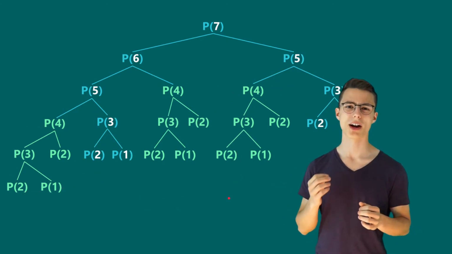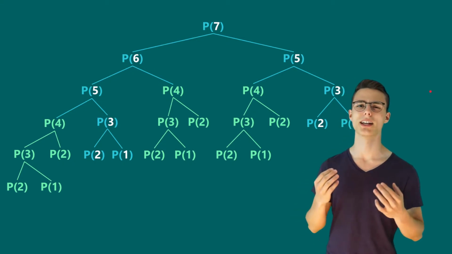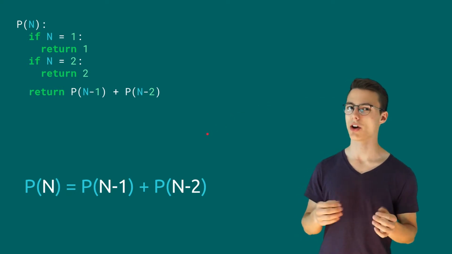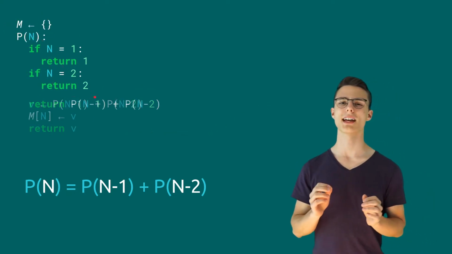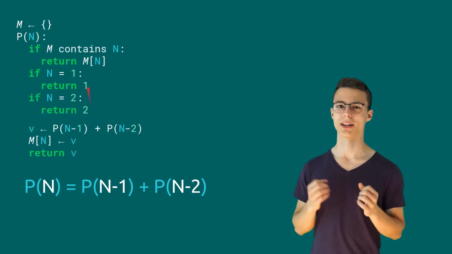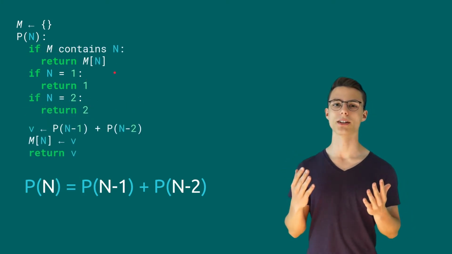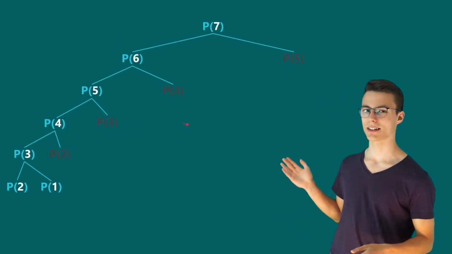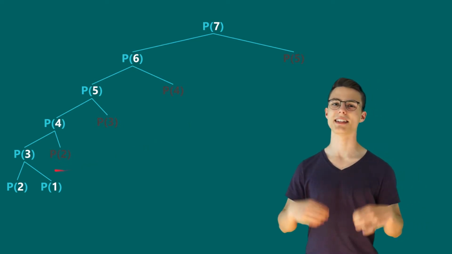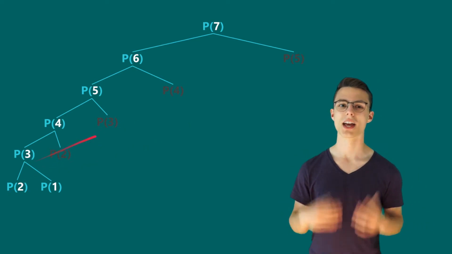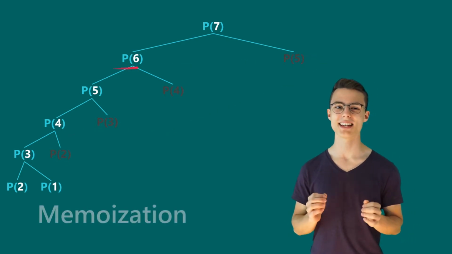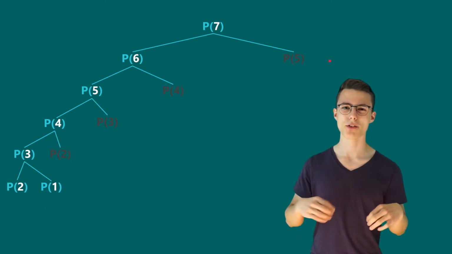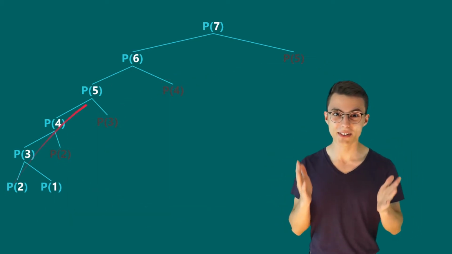So what about memorizing the results of P instead of recalculating them every time? We modify our code to save the results in an array or map. Now, before we calculate anything, we check if the value was already calculated, and if yes, we return the value and do not recalculate it. Our search tree now looks something like that. The gray values indicate that the saved value was returned. By using this technique called memoization, we do not just save something like half of our runtime, but we reduce the runtime from exponential to linear. Incredible!